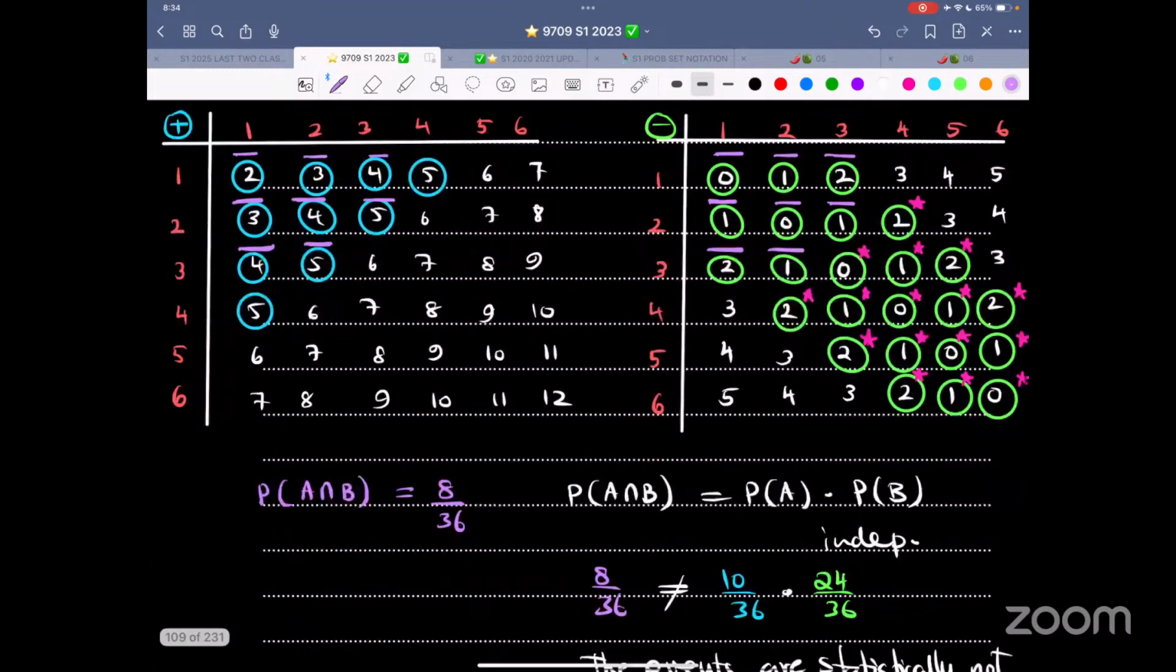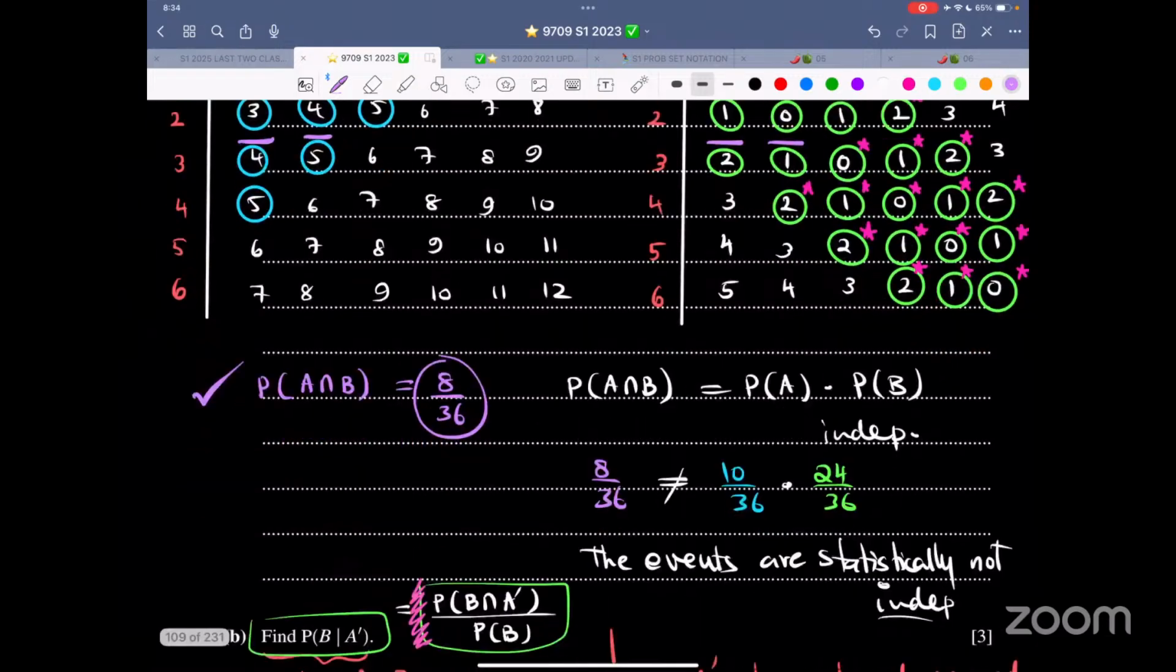So basically, probability A intersection B is 8 over 36. Got the idea? Now, this is the equation for independence. That is, if two events are independent, that means the probability of the intersection, the common thing, should be the individual probabilities multiplied together. So let me write that multiplication over here.